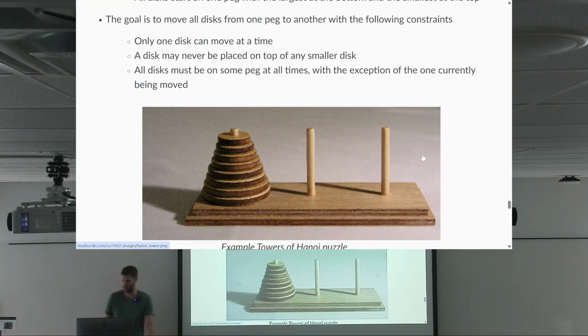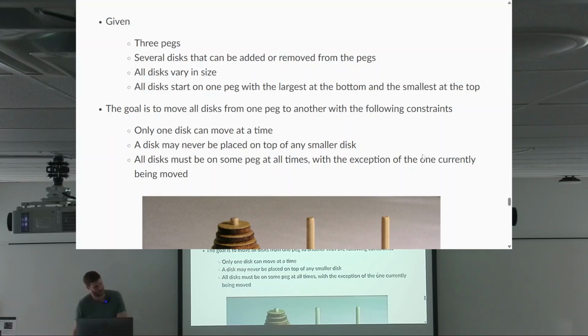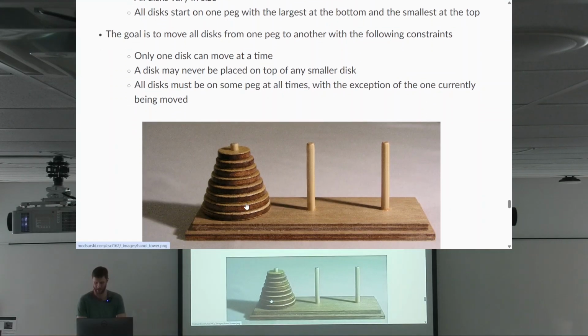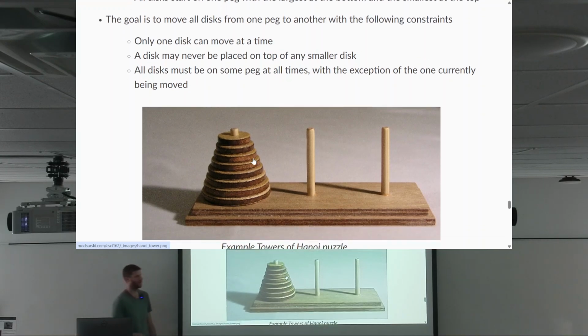But there's actually a set of rules allowed for this game. You have 3 pegs and a series of discs, plates, whatever you want to call them. And the goal is you have to get them all from this peg to another peg, such that they're in the same order, but you can only move one disc at a time.